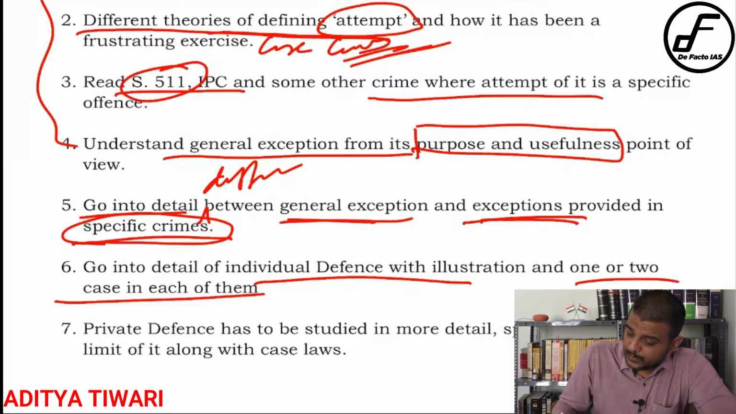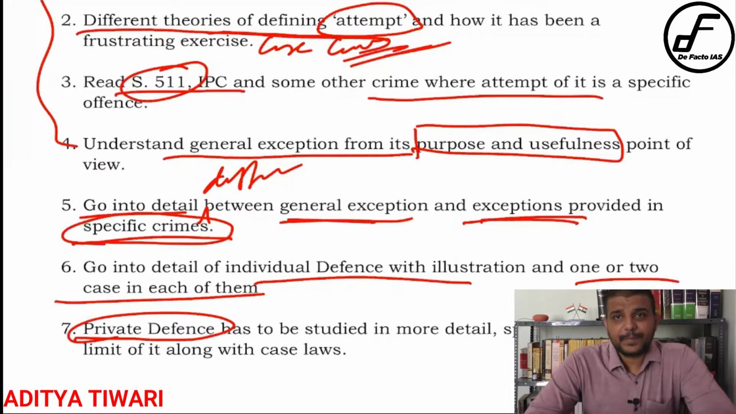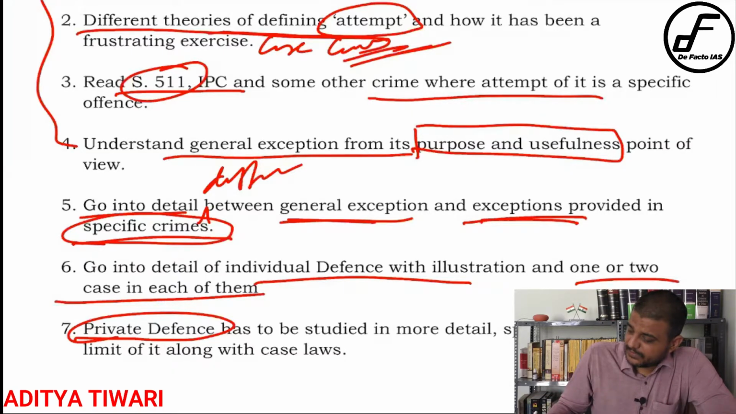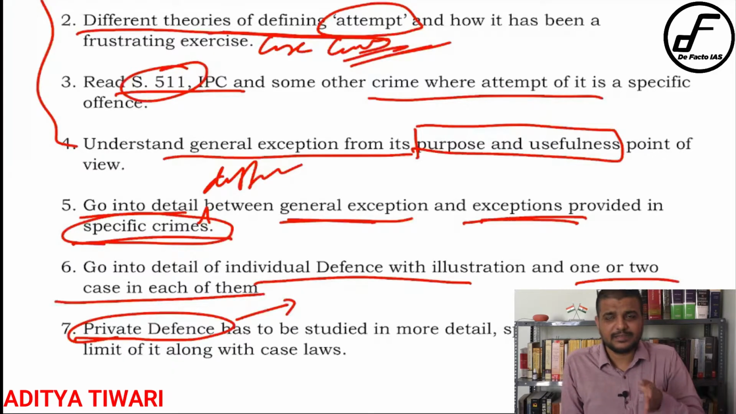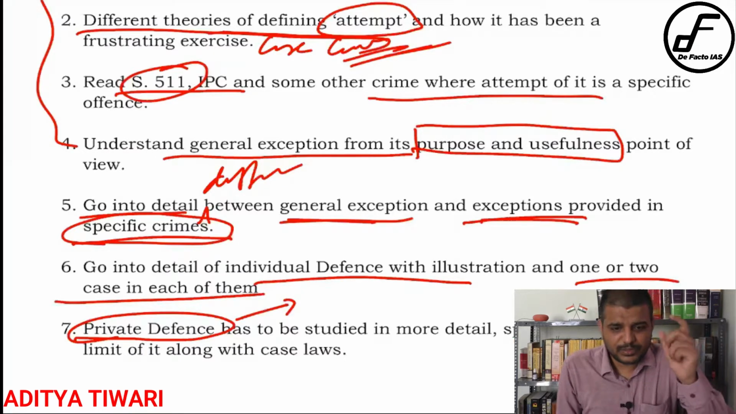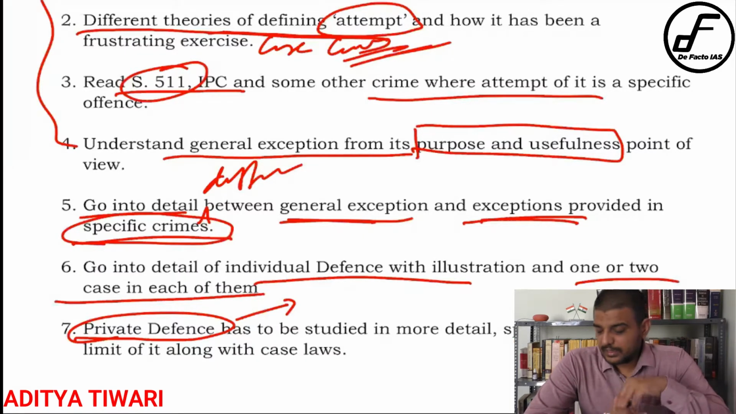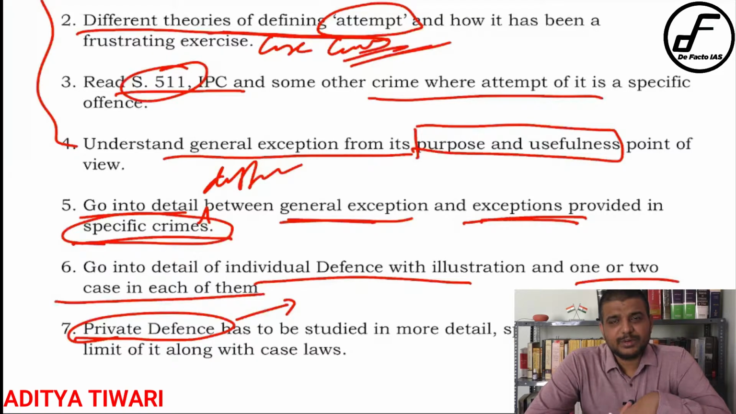But in the case of private defense, you will have to go into detail, because most of the time, in fact 60% of the time, if there is a question from general exception, it is from private defense. So you have to go into detail on private defense, and specifically the limit, that is, where private defense starts and where it ends. That limit has to be understood very nicely. That is actually the more important thing. I will show you in the questions as well. There are multiple questions which only talk about the limit of private defense.